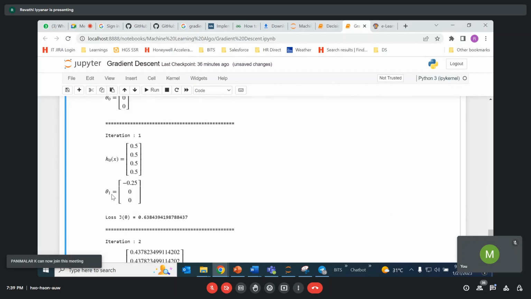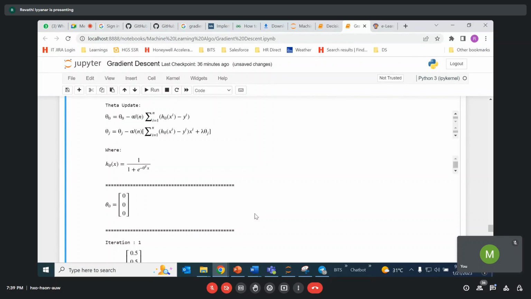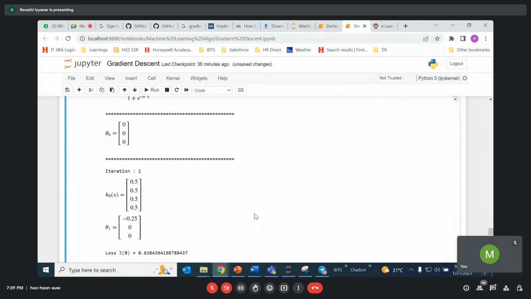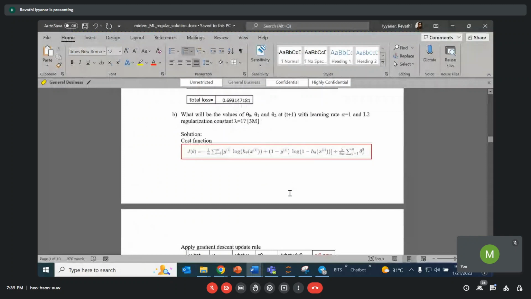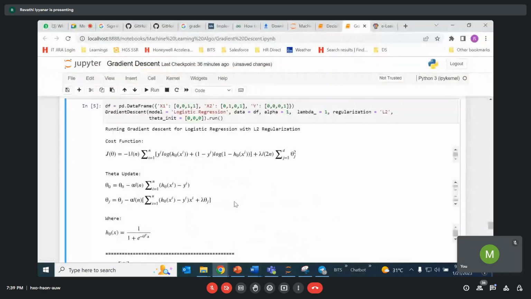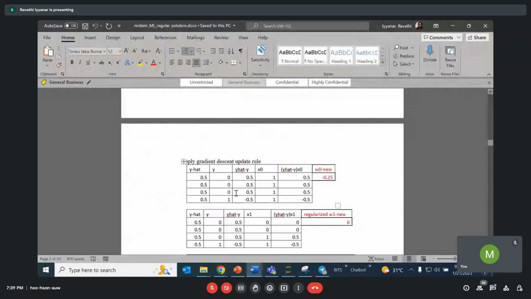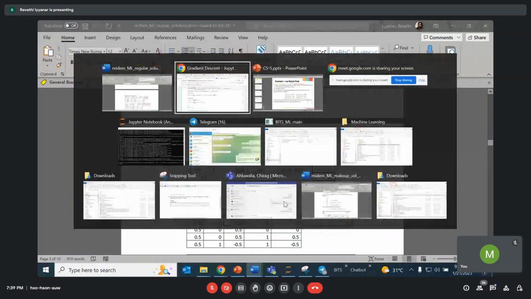Minus 0.5, 0, 0, and the loss function is 0.6. But FYI, this program is not giving this tabular format and all, right?